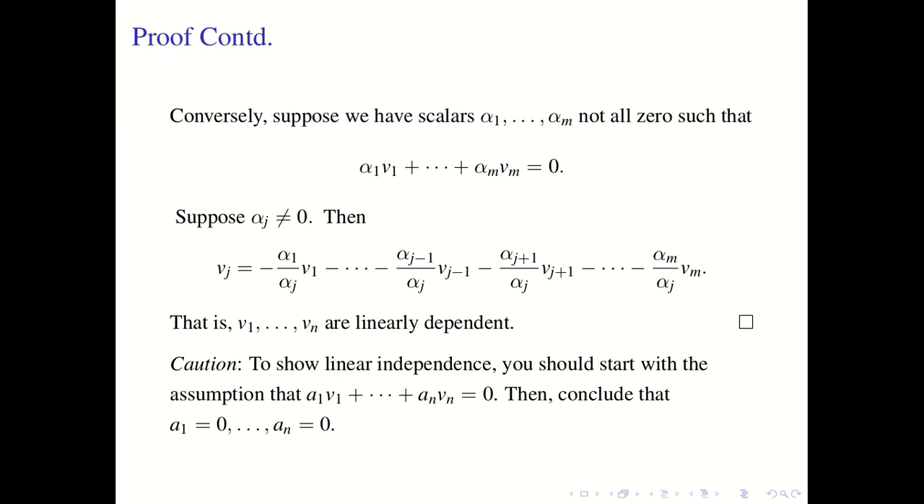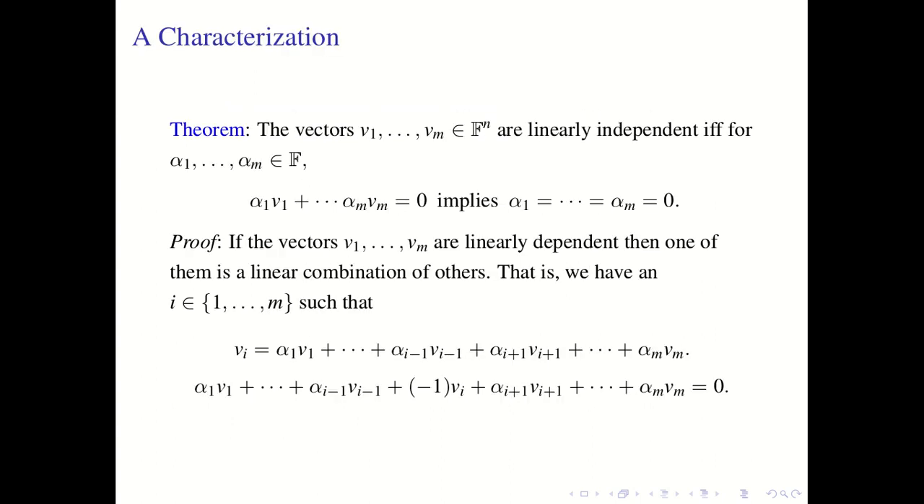So if V1 up to Vm are linearly dependent, then there exist alpha 1 up to alpha m, with at least one of them non-zero, such that alpha 1 V1 plus etc. alpha m Vm equals 0. That's what we proved now.